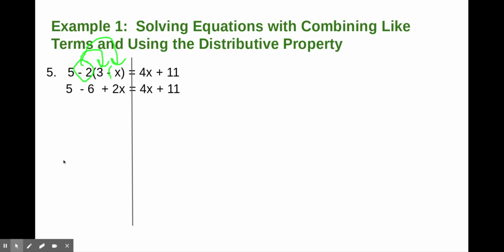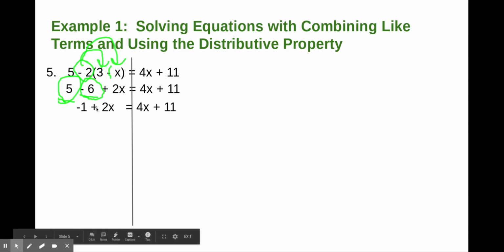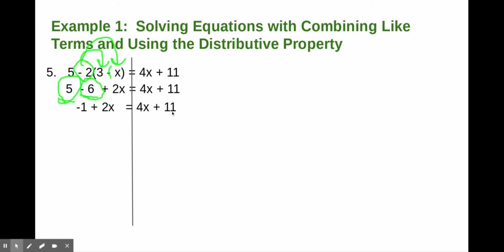Now, at this point, I can see that I don't just have 2 terms on my left side and my right side. If you look at your left side, you have a 5 and a negative 6 that needs to be combined together first before taking anything across the equal sign. So I need to take this 5 minus 6 first and combine those two together. And 5 minus 6 gives us -1. And then I bring down the 2x, bring down the 4x, bring down the 11.